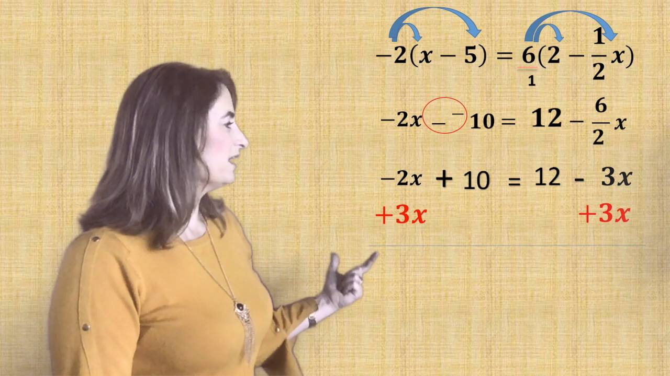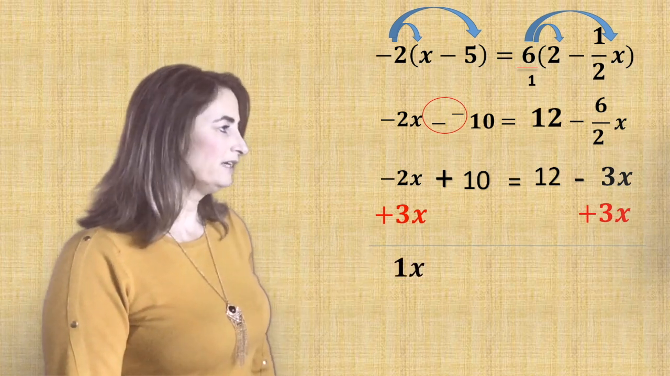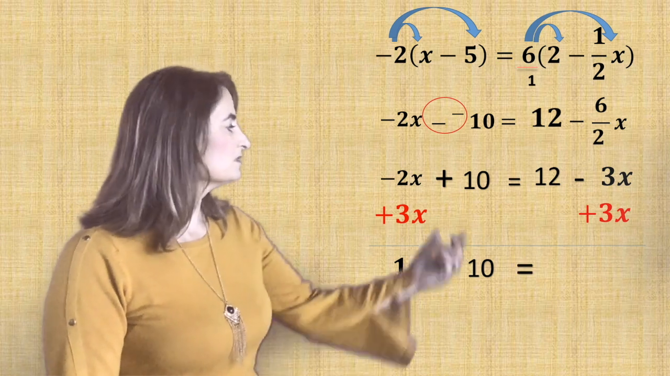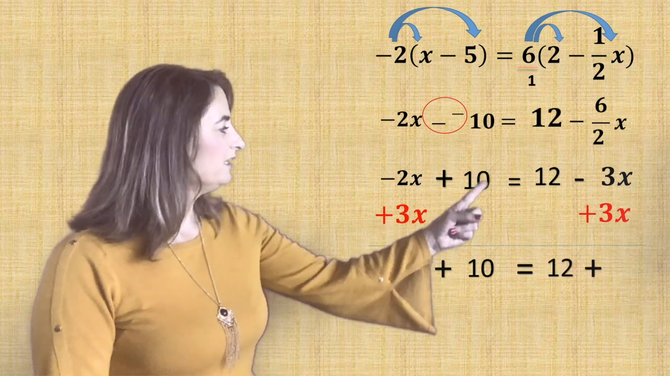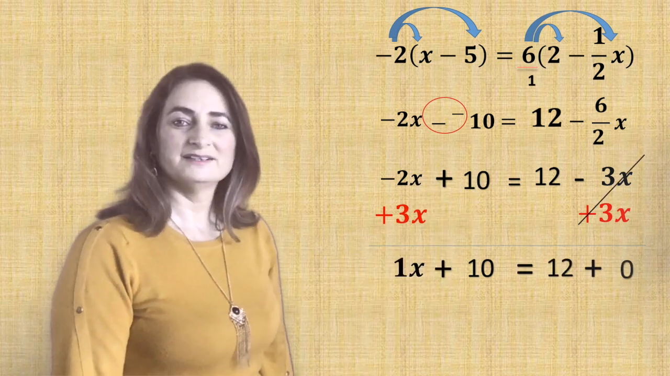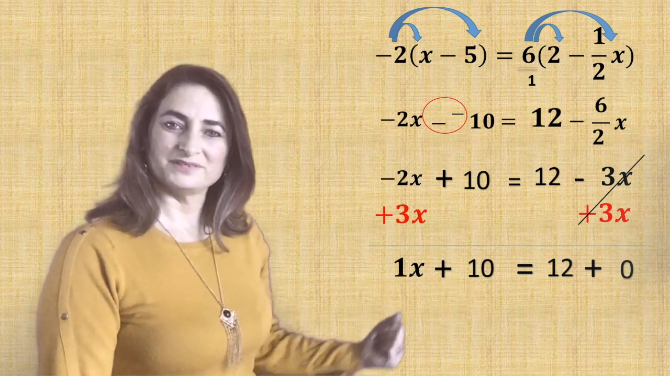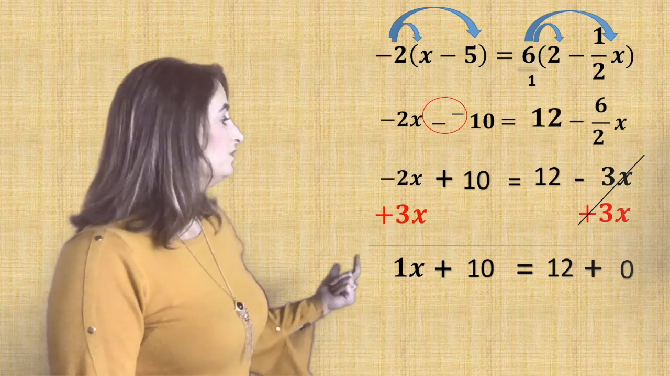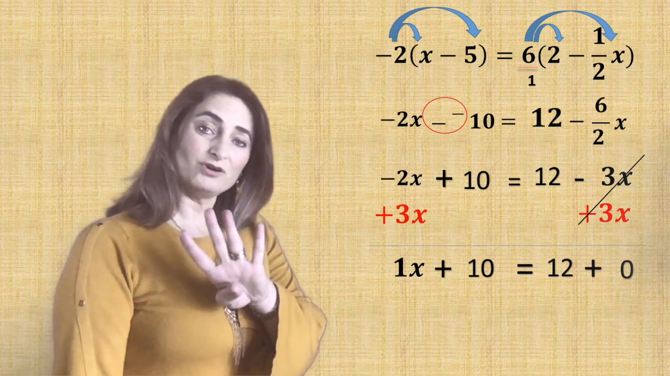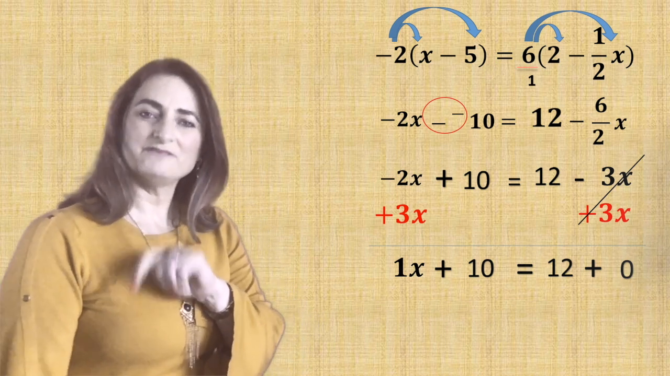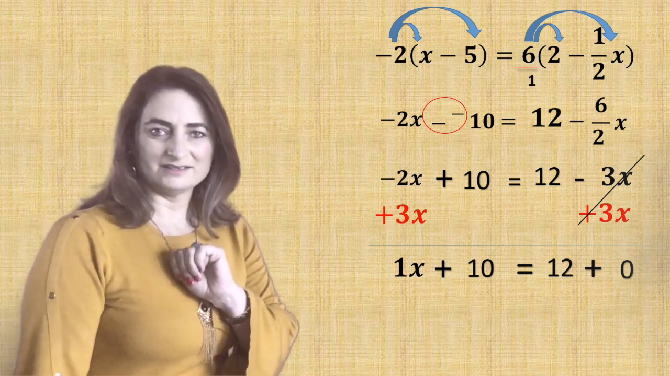Now, negative 2x plus 3x equals 1x. Bring the plus down, bring the 10 down, equals, bring the 12 down, negative 3x plus 3x equals 0. 12 plus 0 is 12. So now, step number 4, if there's a constant on the same side as the variable, get rid of that constant.